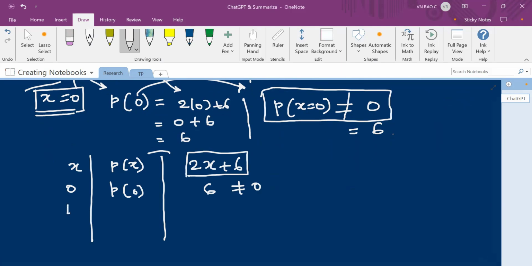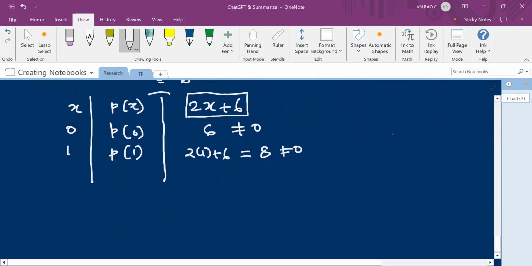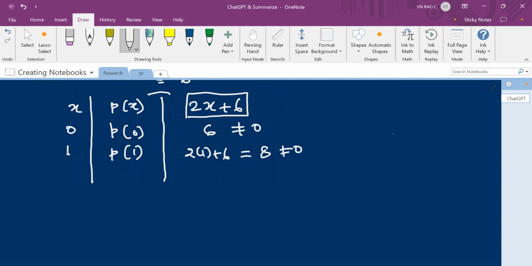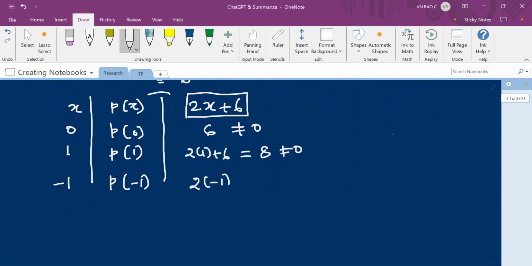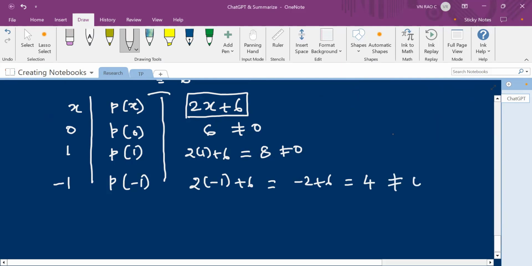Let me take 1 first as an example. P of 1 is equal to 2 into 1 plus 6, which is 8. Again, this is not equal to 0. The polynomial expression has no negative term, so taking positive values will not lead to 0. Now let me take minus 1. So p of minus 1: in place of x, I am keeping minus 1. This becomes 2 of minus 1 plus 6, so minus 2 plus 6, which becomes plus 4. Again, this is not equal to 0.